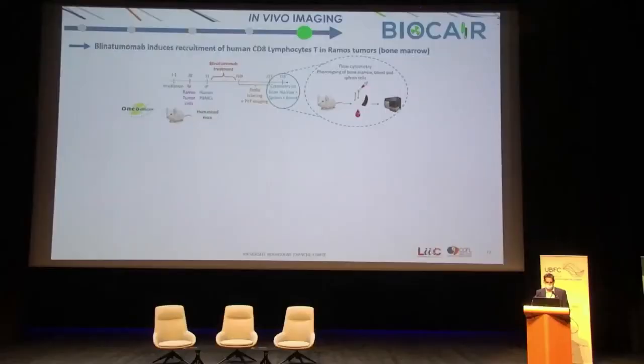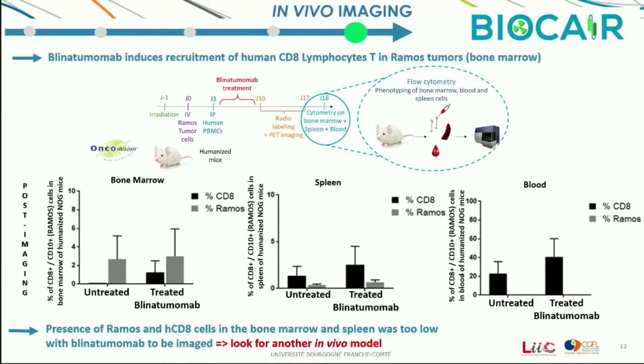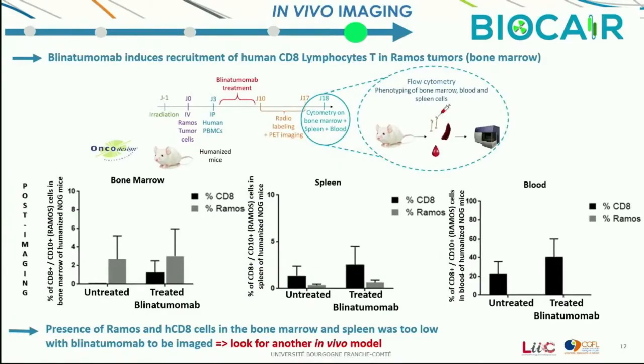And we perform imaging and ex vivo analysis to collect, after, the spleen and bone marrow at the end of the experiments. And here actually the pictures show that the level of Ramos cells and CD8 that we observe in these models was too low. It was in the range of 2 to 4%, which is not enough for imaging to be able to detect. So this model actually failed, and we had to look for another in vivo model to pursue to validate our imaging agents. And it was the purpose of this work package 1, to validate the whole global strategy.